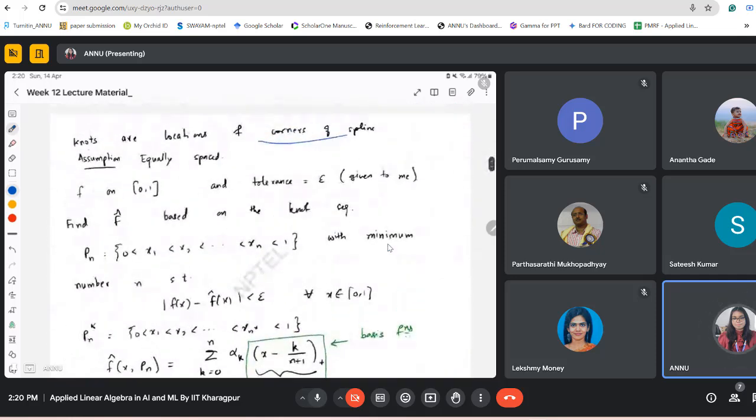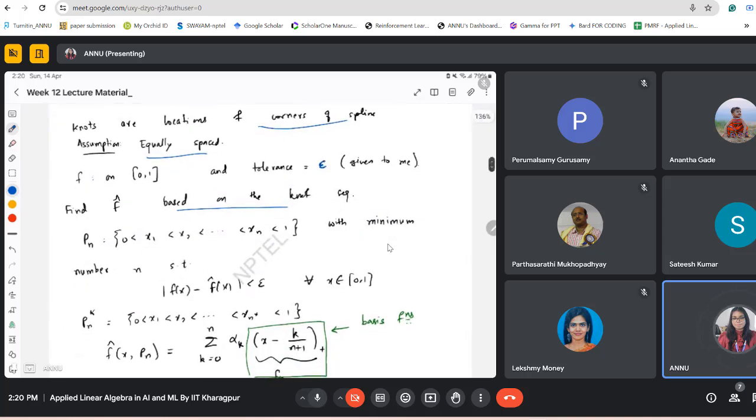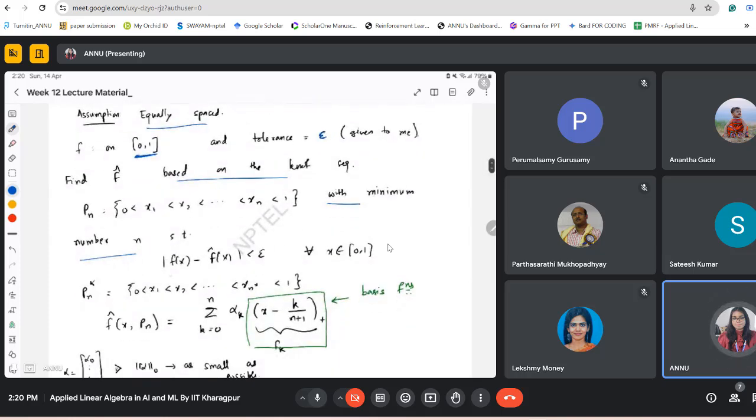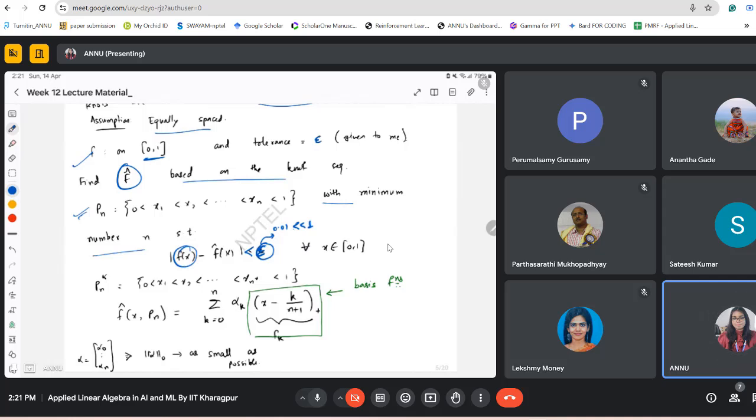So if you write p n of star, this is 0 to x1 to x2, all less than 1. So you have these equally spaced x0, x1 to xn. Suppose f cap you write like this: summation of k equals 0 to n, where alpha of k times x minus k upon n plus 1. So you want this alpha of 0. This is the number of non-zero entries. So what happens if you have so many entries? The computation will be increasing. So you want this particular thing to be as small as possible, and now you're doing the approximation.